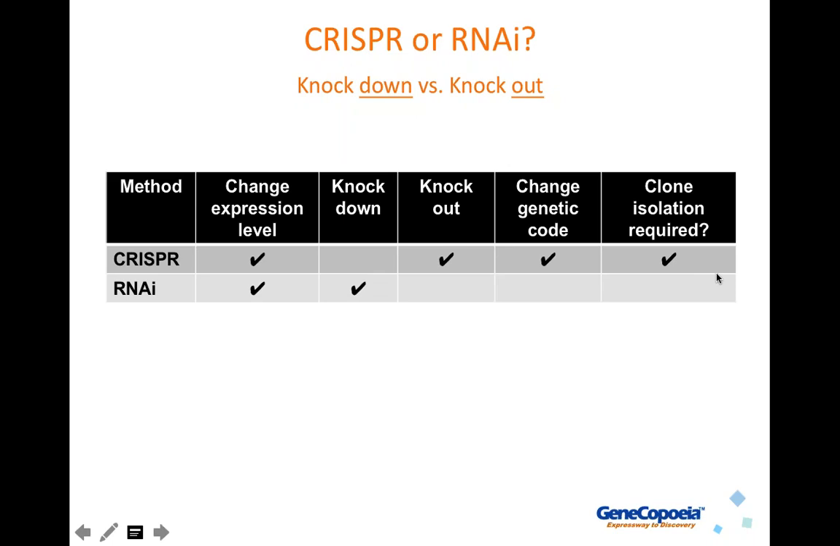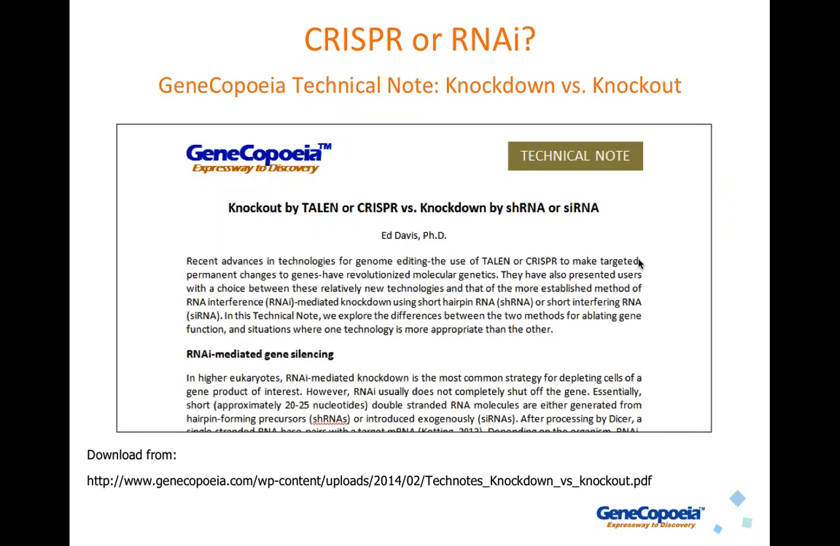But with CRISPR, and again, this is very important, you'll hear about this, you pretty much need to do clonal isolation, at least in cell lines, to get a clean result, which is not the case with RNAi. So again, it's very important to keep this in mind when undergoing your CRISPR work. And again, I want to emphasize the importance of clonal isolation. Now, that was a very brief overview of the differences between CRISPR and RNAi for gene ablation studies.